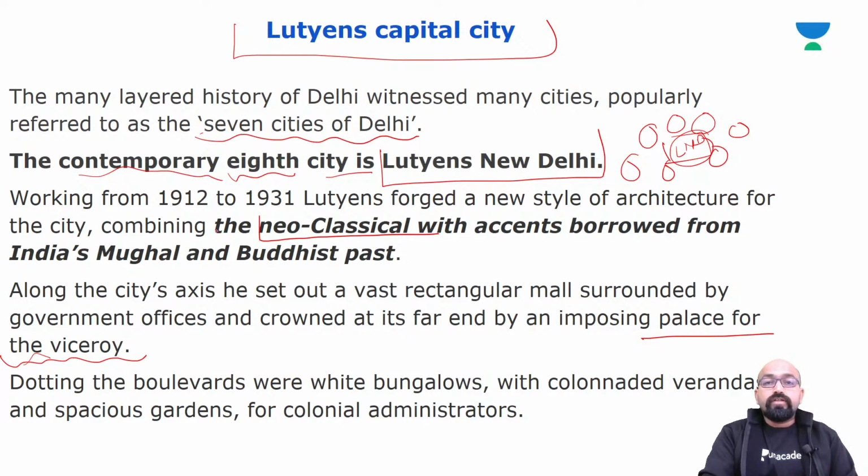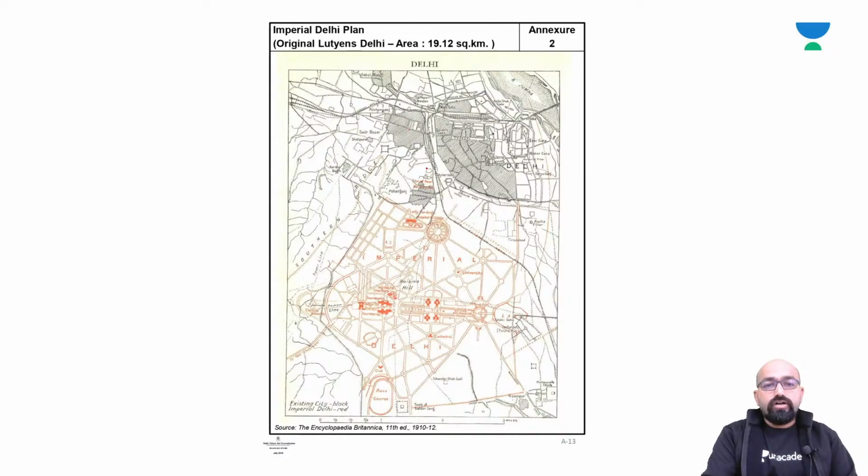Alright, now during the construction and planning of the city in that Lutyens zone, dotting the boulevards were wide bungalows with colonnaded verandas and spacious gardens for colonial administrators. Right. So this was like an Imperial Delhi plan. This area was known as Imperial Delhi during that period. Okay, yes friends.